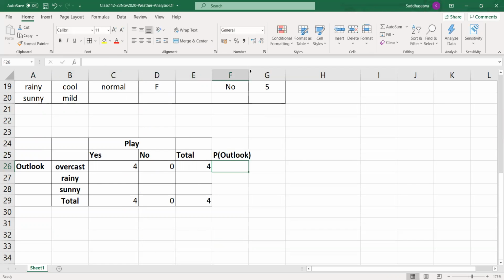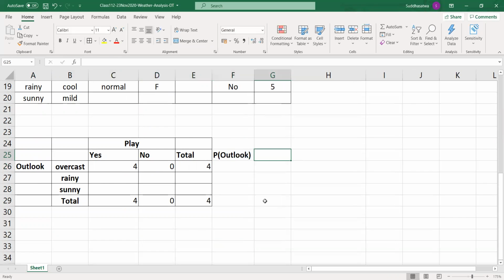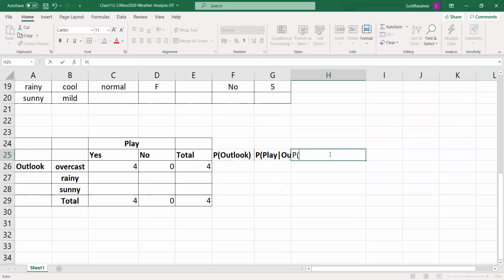So I'm actually talking about the probability of outlook, or the type of outlook. This field is going to have the probability of this kind of outlook, right? So that is what we are going to calculate. Later on, we are going to calculate the probability of play given a certain value of outlook. Then we are going to calculate the probability of no play given a certain value of outlook, right?